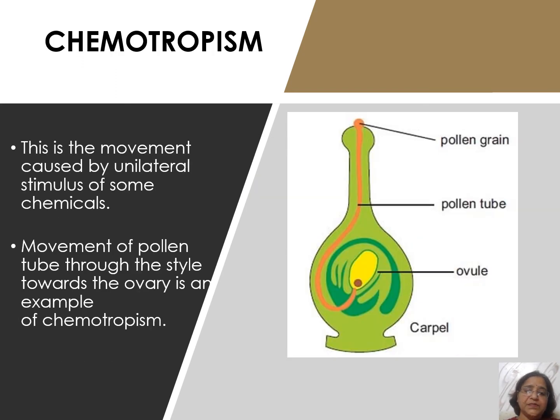Chemotropism. This is the movement caused by the unilateral stimulus of some chemicals. Of course, chemicals are involved. This is the very best example to explain the chemotropic effect. The pollen grain germinates, and a pollen tube is formed. This pollen tube grows, and the direction of growth is towards the embryo sac, towards the ovule. So this is the chemotropic effect. The movement of pollen tube through the style towards the ovary is a very good example of chemotropism.